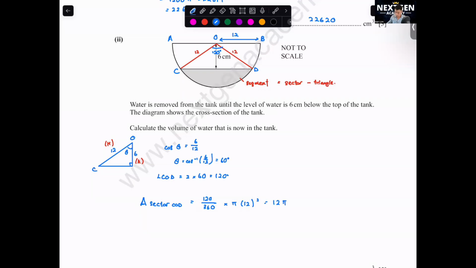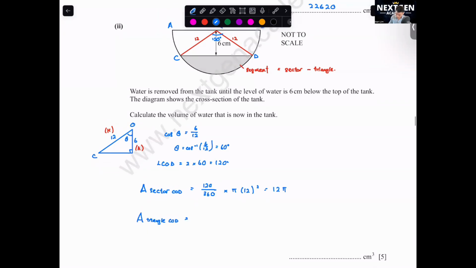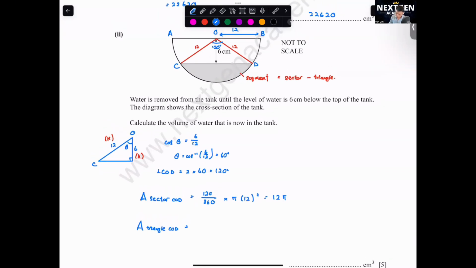Okay. Then area of triangle COD. Okay, what can I use for this one? This one I can use 1/2 ab sine C. 1/2 times 12 times 12 times sine 120. Okay, you will get 36 root 3.